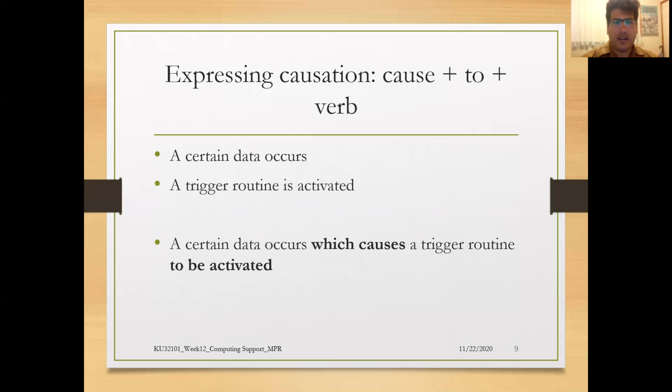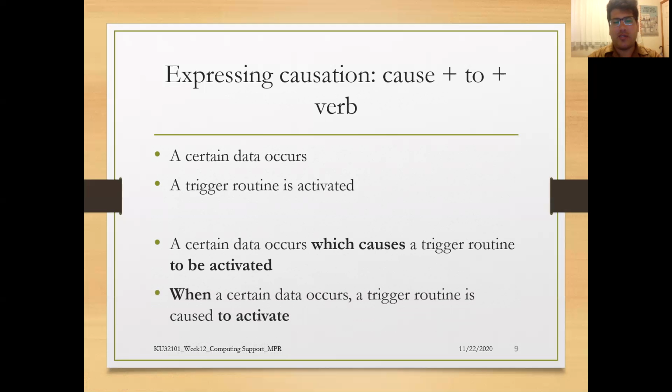Okay, so here we can state this in a single cause-effect sentence using cause, to, and a verb. A certain data occurs which causes a trigger routine to be activated. So there we're using which. When a certain data occurs, a trigger routine is caused to activate. So we can also use when for this structure.